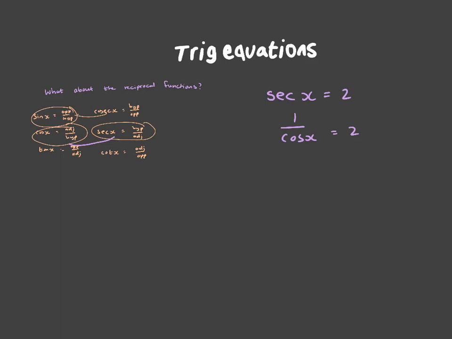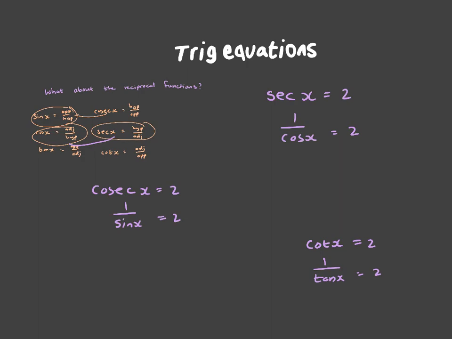Okay, hopefully that makes sense. So in other words, if I gave you cosec x is equal to 2, you would write 1 over sine x is equal to 2. In a similar fashion, if cot x is equal to 2, you would write down 1 over tan x is equal to 2. Okay, so that's not too bad, eh? So sec x, cosec x, cot x.